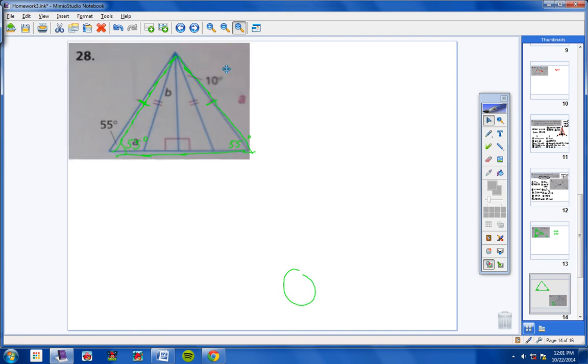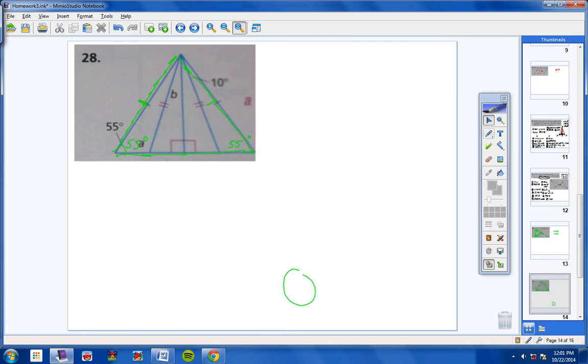Okay, there we go. Now, let's think about this for a second. I know this triangle here, this is 10 degrees right here. So 10 plus 55 is 65. So this angle right here has to be 115 to give you a total of 180. Okay? Now, if this angle here is 115, notice right here I have a linear pair.